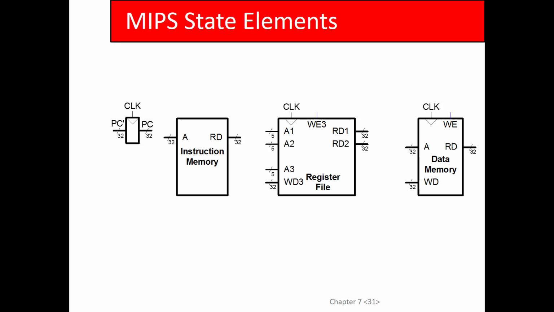Then we have an instruction memory, which is a one-port RAM. You have an address coming in and data going out. So you give an address, and it gives you the data that's at that address.